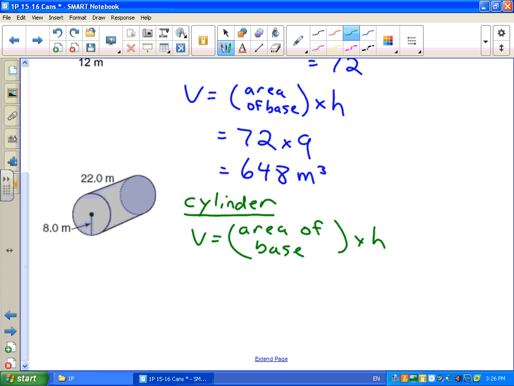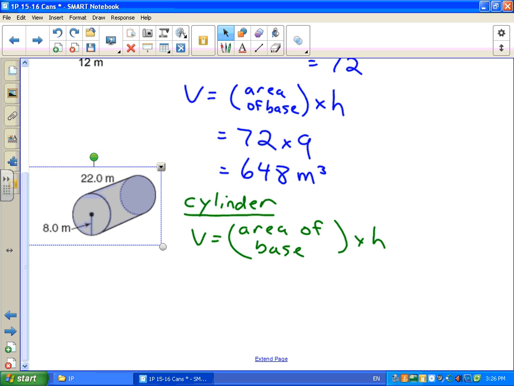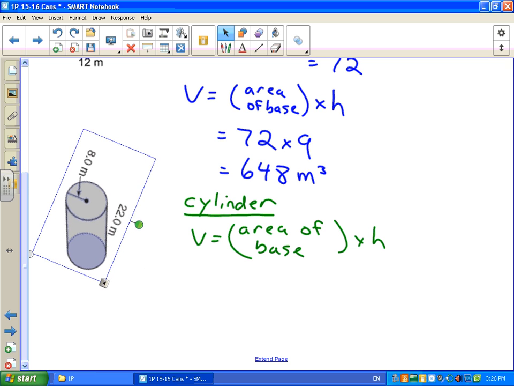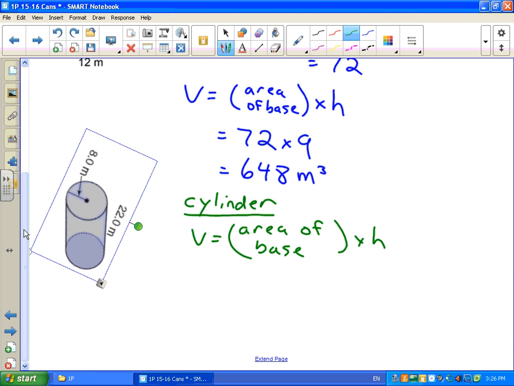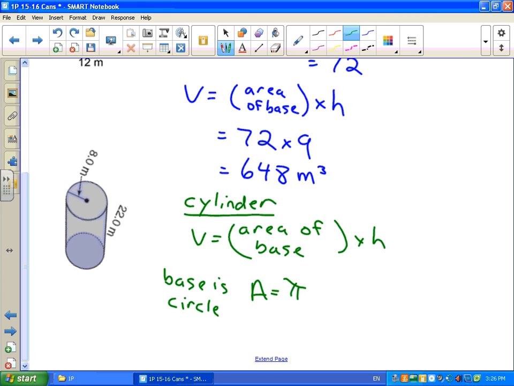Now, what shape is our base? This cylinder here is kind of lying on its side. Okay, so we've got to imagine taking this thing and turning it up so it's kind of like this. Then we can see that our base is a circle there. So base is a circle. So the area of the base is going to be pi r squared.